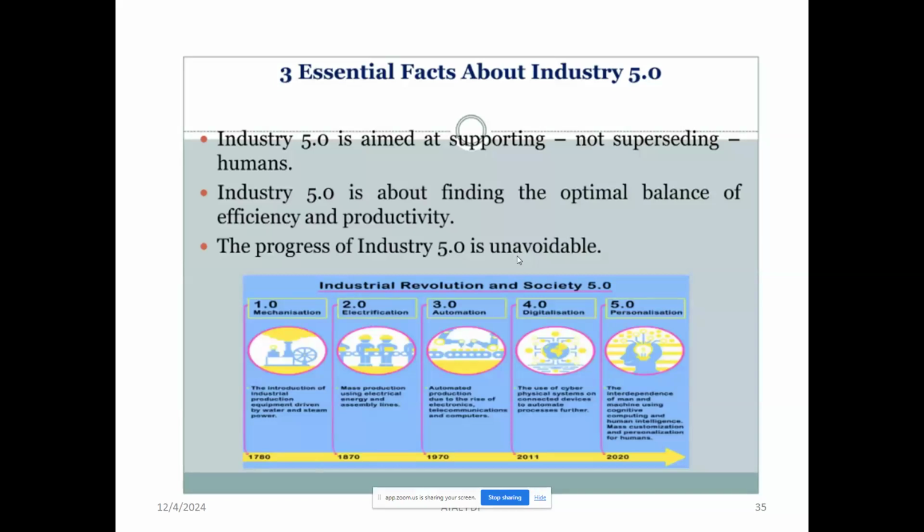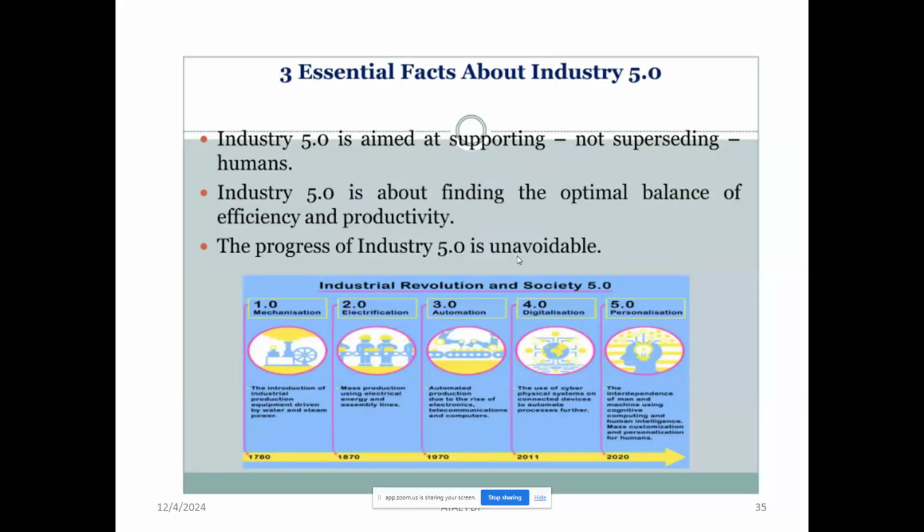And the next fact is finding the optimal balance of efficiency and productivity. We all know, suppose if we want to increase our productivity, there should be a trade-off between the efficiency and the productivity. We all know we cannot expect 200% efficiency throughout the mass production. But industry 5.0 is aiming to provide an optimal balance between efficiency and productivity. So it tries to achieve 200% efficiency throughout the production.